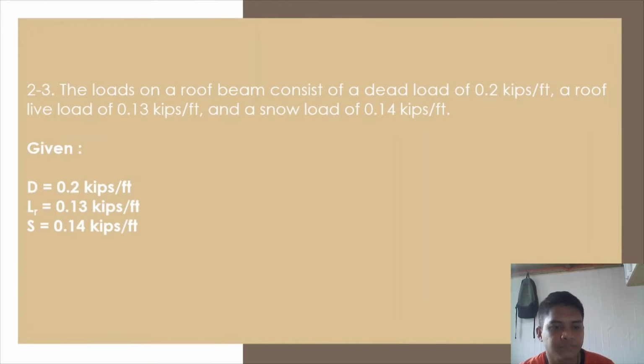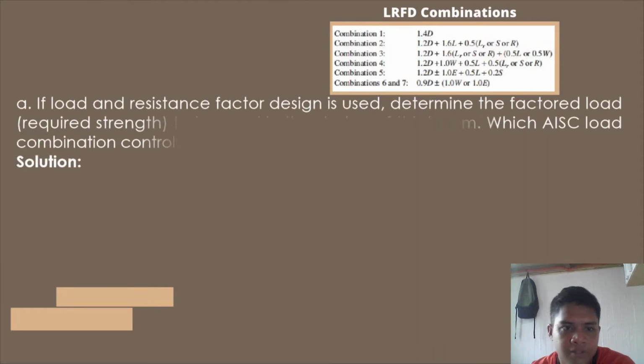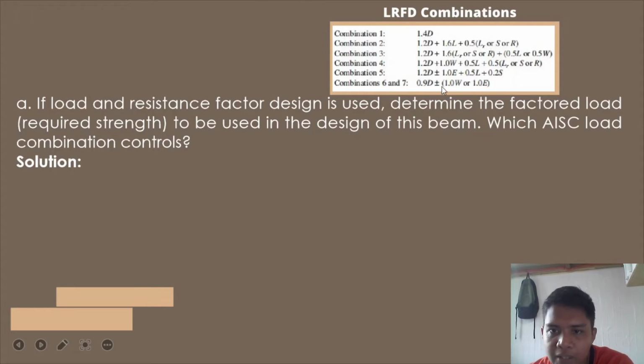Okay. Next question. Number 3 or 2-3. The load on the roof beam consists of the dead load of 0.2 kips per feet, a roof live load of 0.13 kips per feet, and a snow load of 0.4 kips. So, tayong wind and earthquake na yun dito. So, sabi ko kanina, pag walang wind and earthquake, alisin natin itong 4 to 7. Diba? So, ang gagamitan is 1 to 3 combinations lang.